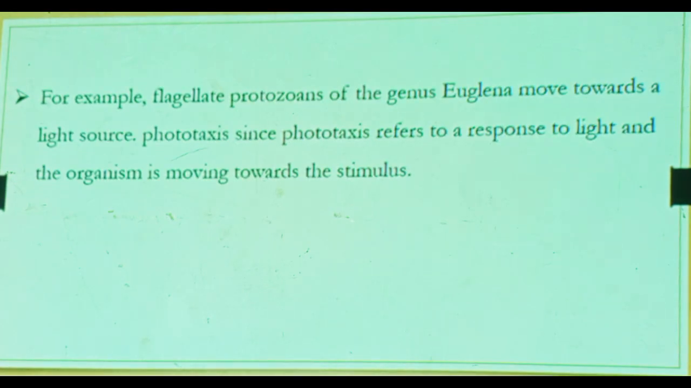For example, flagellate protozoans, those protozoa which have flagella, of the genus Euglena, move toward a light source. That is phototaxis, since phototaxis refers to a response to light, and the organism is moving toward the stimulus. So it is positive phototaxis. The sunlight is the stimulus, so movement toward the stimulus is positive phototaxis in this case.